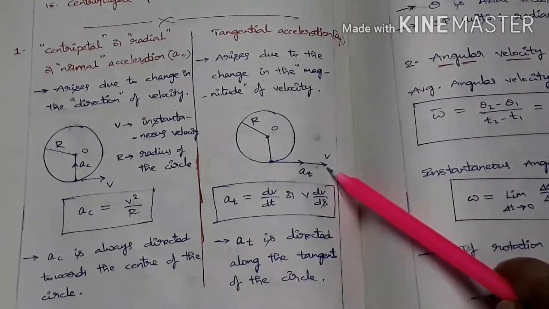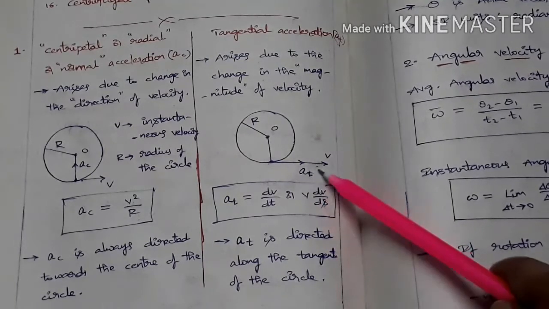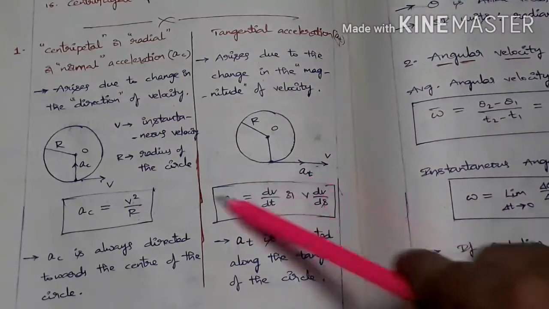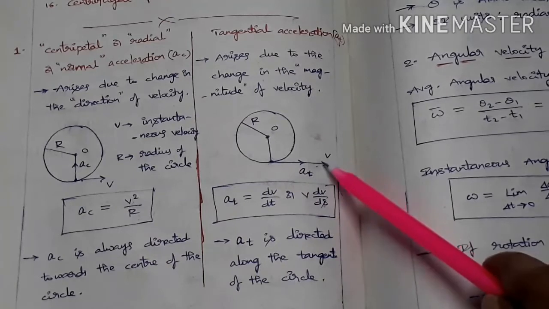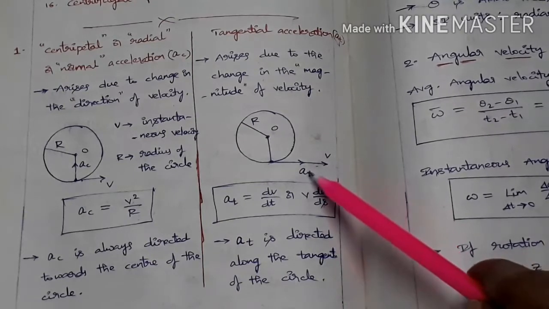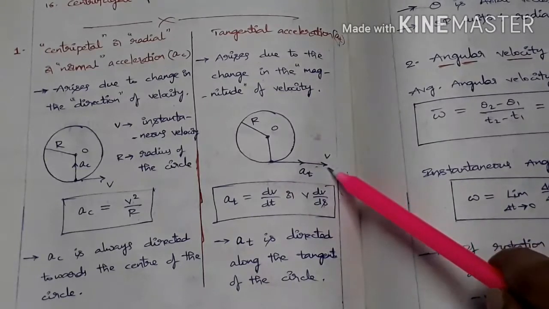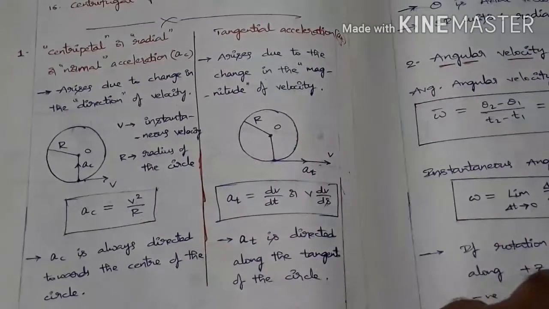Suppose this linear velocity is increasing, the tangential acceleration a_t will be in the direction of velocity only. Suppose velocity is decreasing, a_t will be in the opposite direction. So if velocity is increasing, and it is along the positive x-axis, then a_t is also along the positive x-axis only. If velocity is in this direction but decreasing in magnitude, then a_t will be along the negative x-axis.